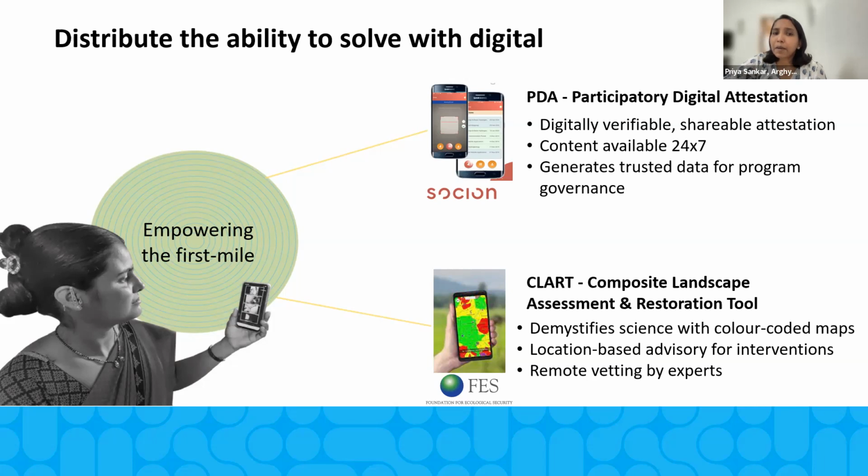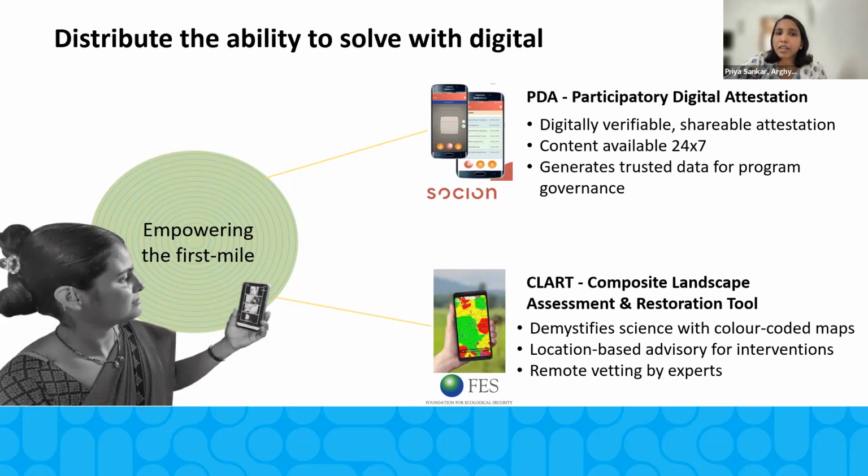It is a simple mobile app that a CRP uses to scan a QR code at the beginning of every training session and scans a QR at the end of the session. This one simple act of scanning a QR pushes all the training material onto their phones, gives them access to all the training material and a digital attestation as proof of their training. CRPs can share these attestations within the program to get paid for the work and outside the program to look for opportunities. It also generates data that flows into dashboards, which program managers can review to track the progress of capacity building on a real-time basis.